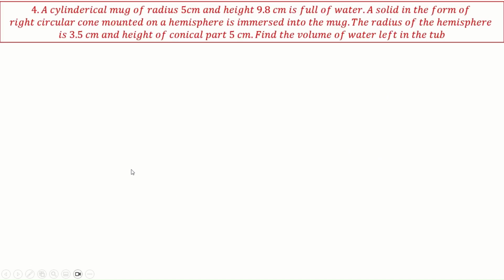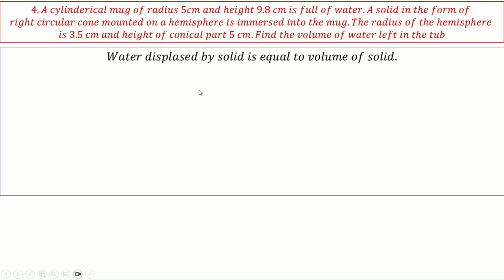A cylindrical mug of radius 5 centimeters and height 9.8 centimeters is full of water. A solid in the form of a right circular cone mounted on a hemisphere is immersed into the mug. The radius of the hemisphere is 3.5 and height of the conical part is 5 centimeters. Find the volume of water left in the cup. I think exactly the same problem was there in the example.